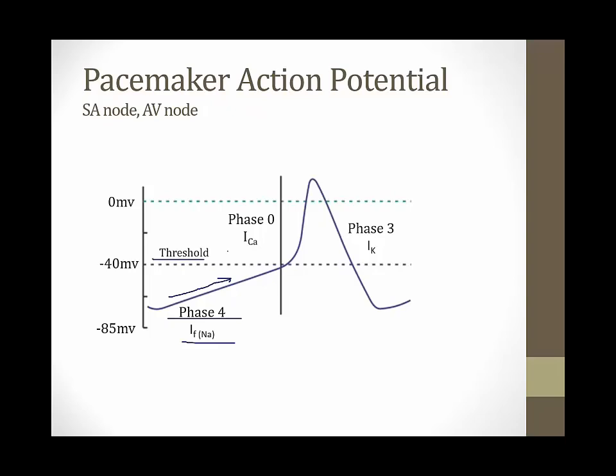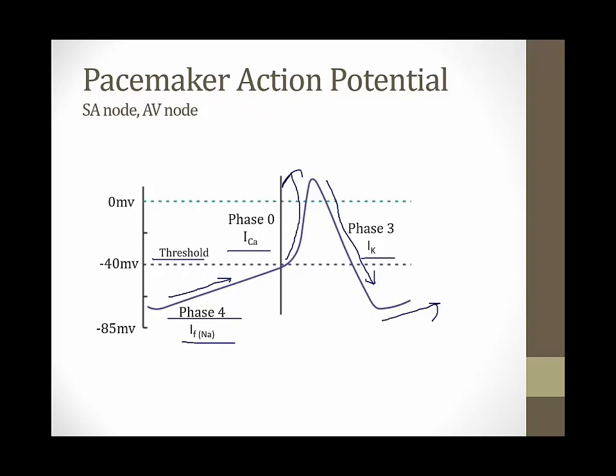At this point in time, calcium channels will open. This creates an inward current of calcium ions, and since calcium ions are positively charged, when they flow into the cell, they will raise the membrane voltage to a point above 0. At this point in time, the calcium channels will close and potassium channels will open. This will create an outward going potassium current, and since potassium is positively charged when it leaves the cell, this brings the membrane voltage back down to about minus 60 millivolts. At this point in time, phase 4 begins again and the process repeats itself.